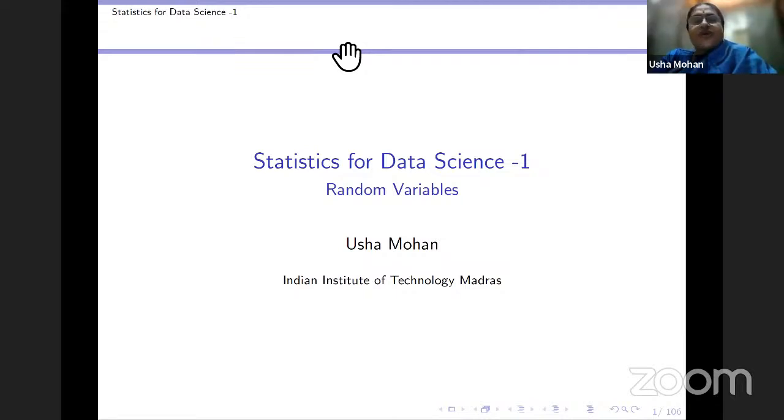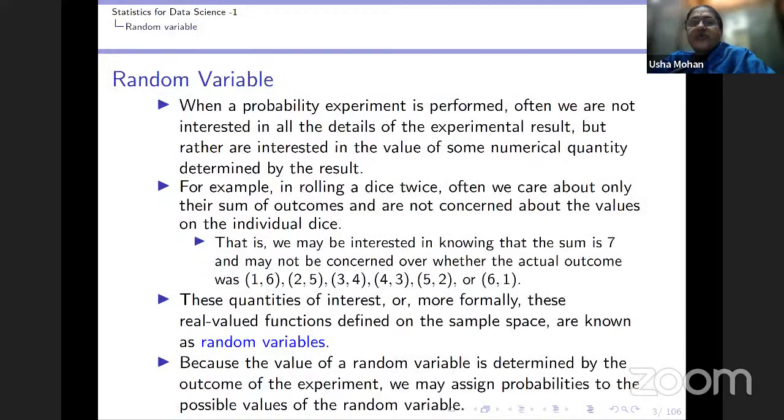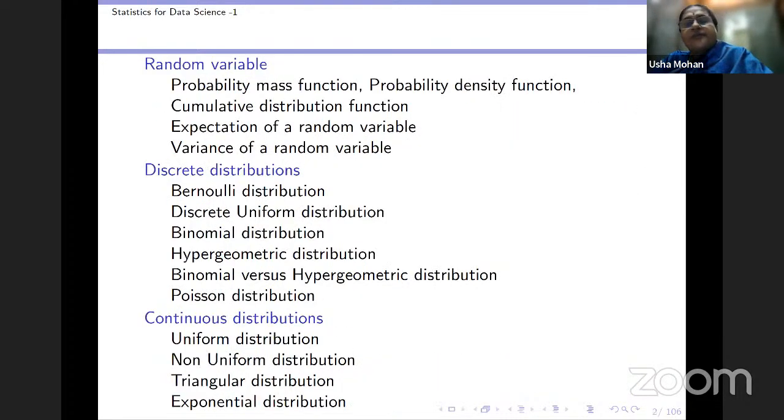So today what we are going to do is review and revise the following. We are going to go back and understand what a random variable is. We look at a few discrete distributions, namely the Bernoulli, binomial, hypergeometric, and the Poisson, and among continuous distributions, we'll look at uniform and exponential. We'll also look at examples of a non-uniform and a triangular distribution. So this is what we are planning for the next 2 hours. At any point of time, if you have a query, you can use the chat box. The chat box is available to me.